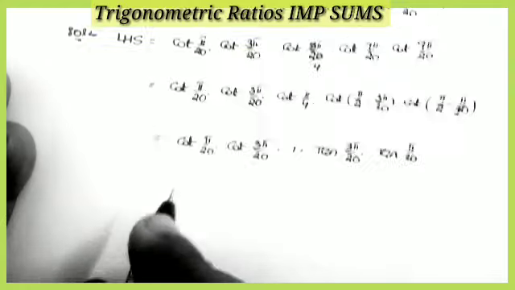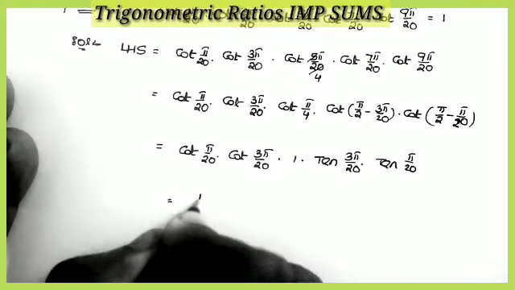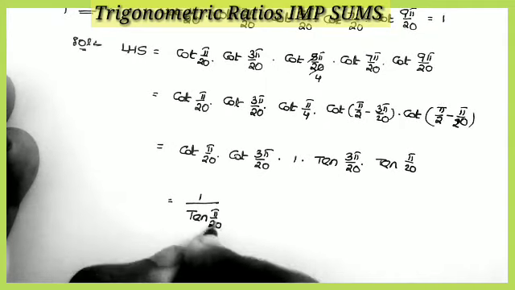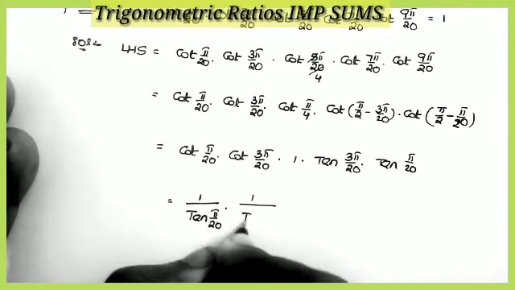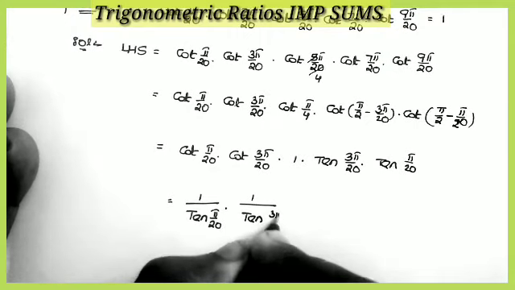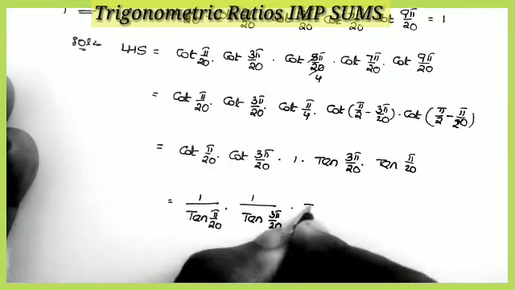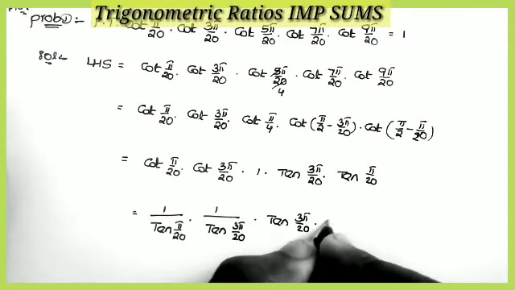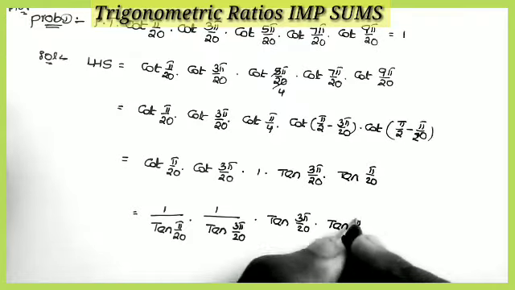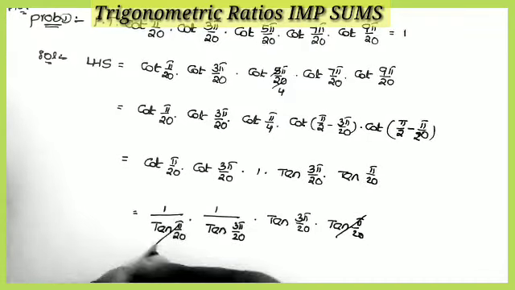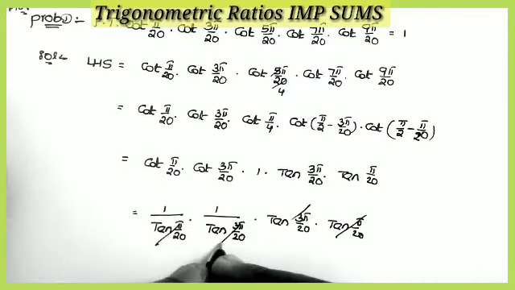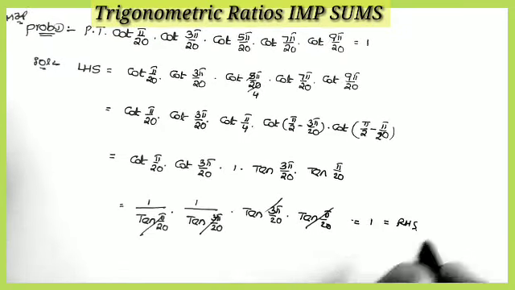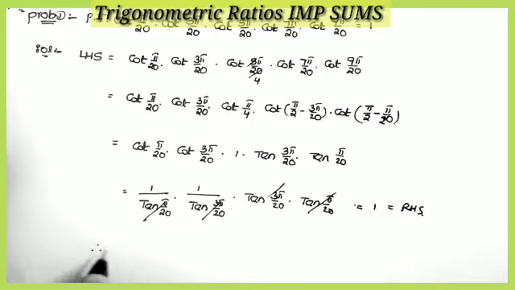And what is cot? The reciprocal of tan. So I am writing this value as 1 by tan pi by 20. This is also 1 by tan 3 pi by 20, into tan 3 pi by 20, into the last one tan pi by 20. Now here the four terms are cancelled: tan pi by 20, tan pi by 20, tan 3 pi by 20, tan 3 pi by 20. So it becomes only 1, and that is equal to RHS. That's all. That is the answer.